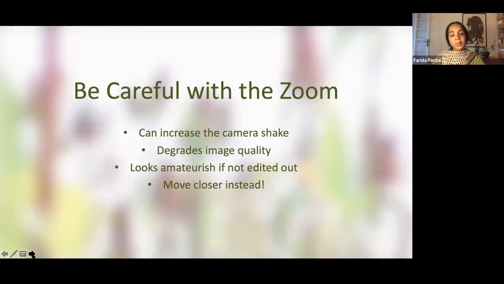Okay. Now, another thing is that it's very tempting to always push the zoom button on our cameras. But you should be a little careful with that, because it can increase the camera shake. And when you're shooting on your phone, it will also degrade the image quality, because the zoom on your phone cameras is a digital zoom and it is not an optical zoom. If you're using a DSLR camera, then it is an optical zoom. But on the phone camera, it is a digital zoom and it is poor image quality.